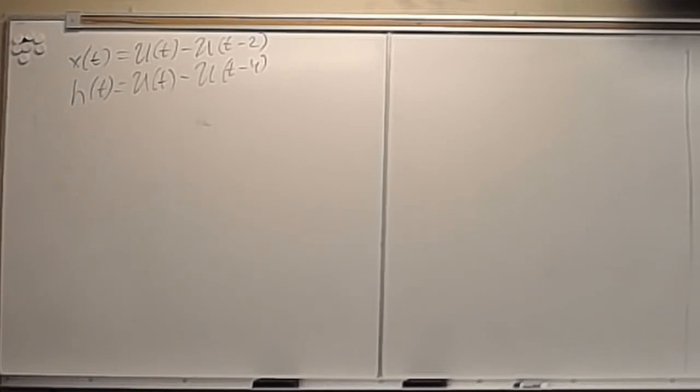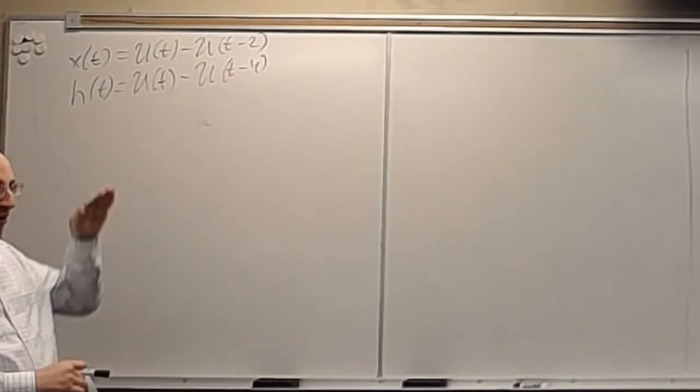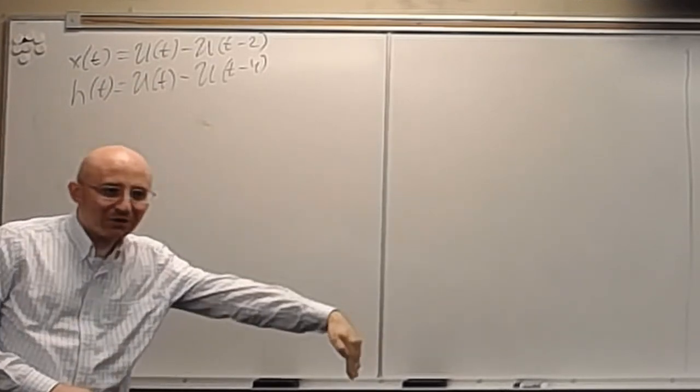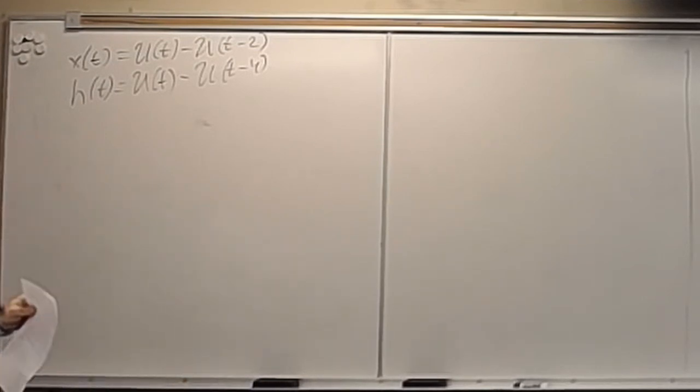Can you name the shape? Square. Trapezoid. It looks like a trapezoid: a smaller one going up, then flat, then going down. But let's prove it.